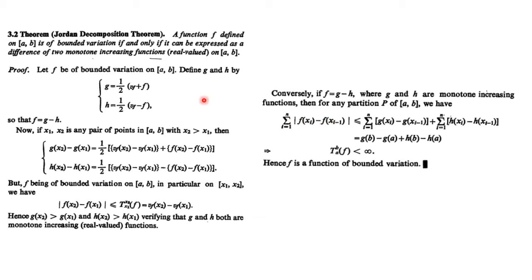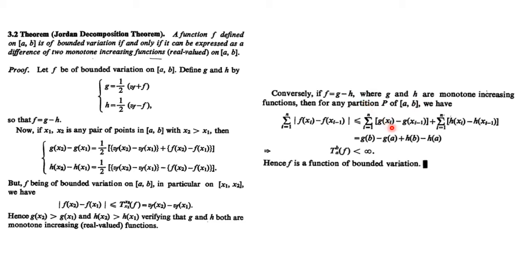What is f of xi? It is g of xi minus h of xi, right? Since our f is g minus h, so this will be nothing but g of xi minus h of xi minus g of xi minus 1 plus h of xi minus 1. Okay, now you separate the g(x) part and h(x) part, and since we know that mod of a minus b is less than or equal to mod of a plus mod of b, so we can separate g as well as h, right?